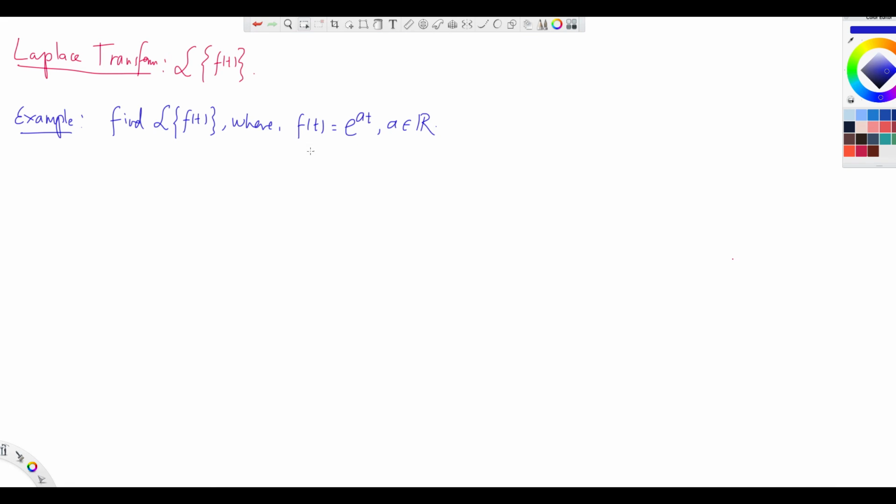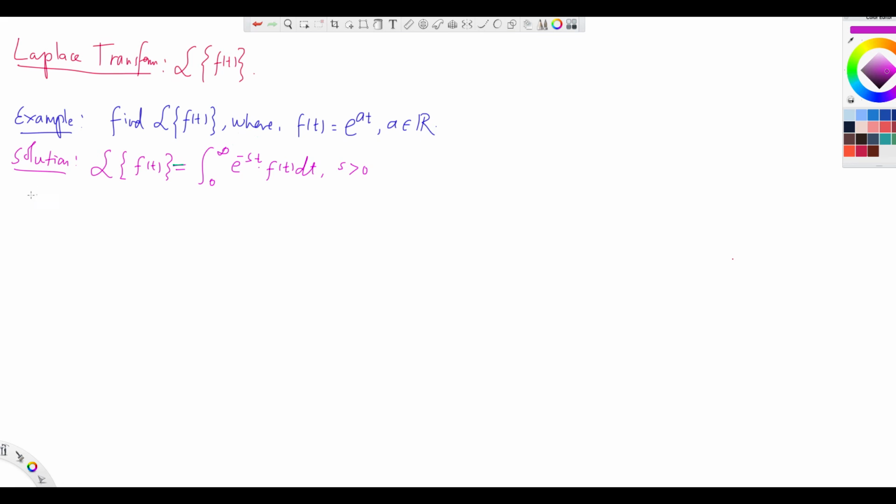Okay, so how do I find this? We need to find the Laplace transform of the exponential function with a coefficient a in the exponent. So how do I do that? Let's use the definition of the Laplace transform. The Laplace transform of f(t) is the integral from 0 to infinity of e to the negative st times f(t) dt, where s is positive, right?